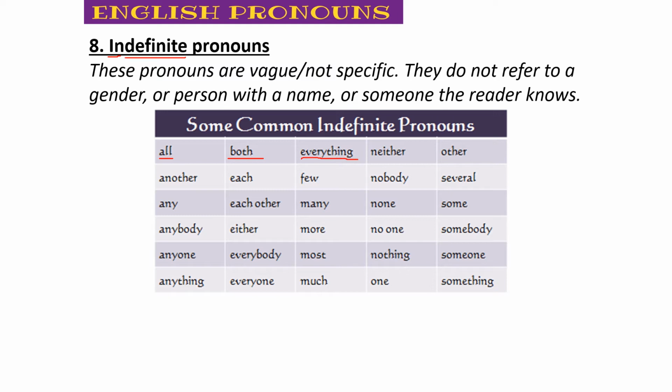Even, and a lot of them will have like any. I don't know what that is. Anybody. Now that one I know is a person, but I still don't know what gender it is, right? Anything. I don't know what that could mean. Much. Now, let's look at these. Much, one, more. Now these tell you the amount of something, but they don't give you a specific amount.